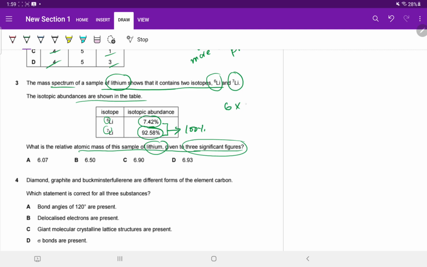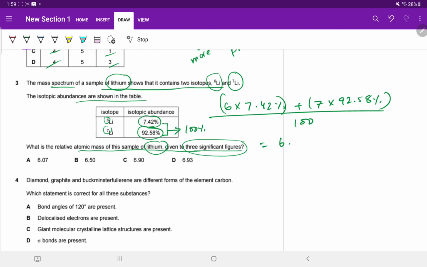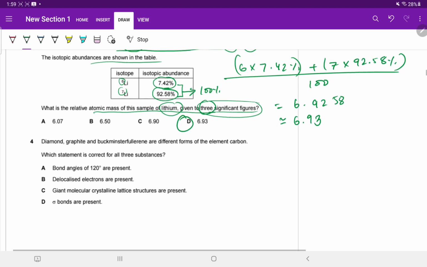Now we can just use the formula: 6 times 7.42% plus 7 times 92.58%, divided by 100. If we do this calculation, it shall give us something like 6.9258. It says 3 significant figures, so it will be 6.93, which can be seen in option D. So D is our correct response here.